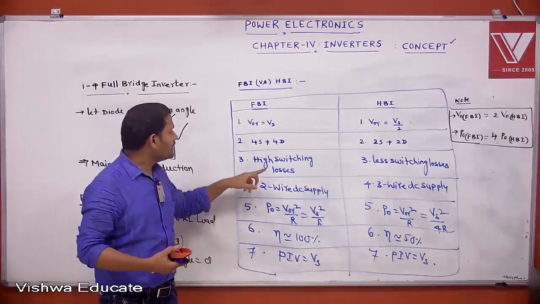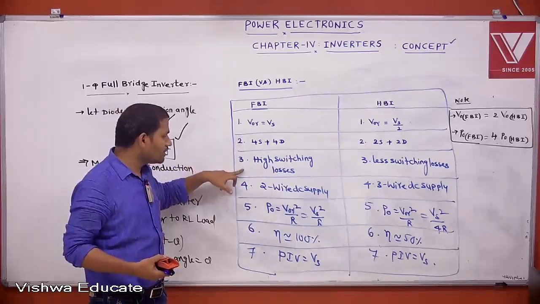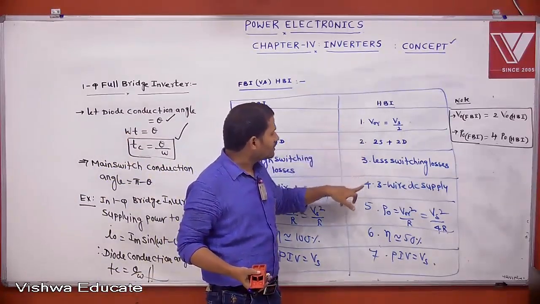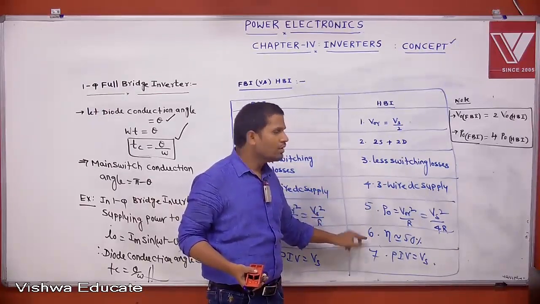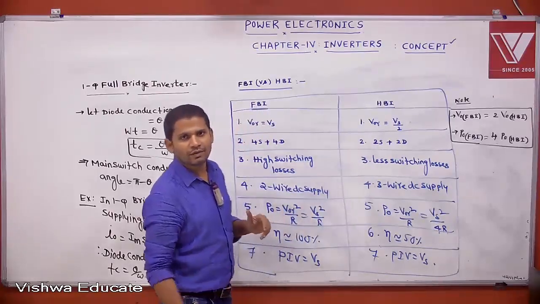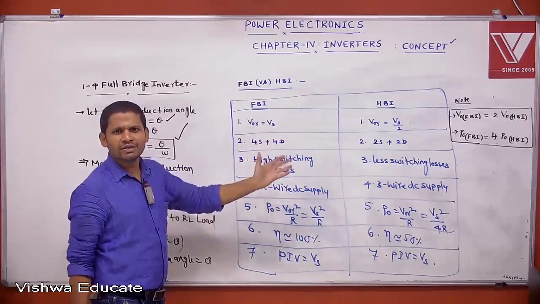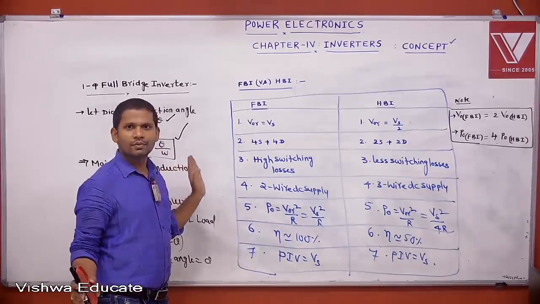Here, this is a disadvantage: more number of switches and more number of diodes. This is also a disadvantage, and this too. Which is an advantage? Less switching losses and fewer diodes. Based on these differences, you write which is an advantage and which is a disadvantage for the corresponding inverter circuit. Clear? Okay.